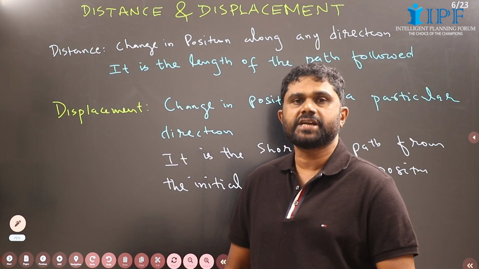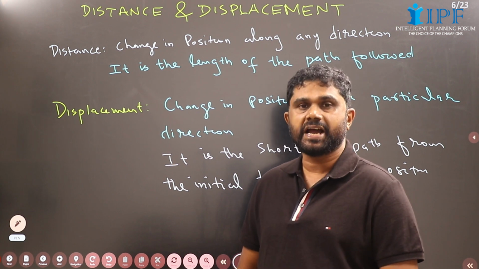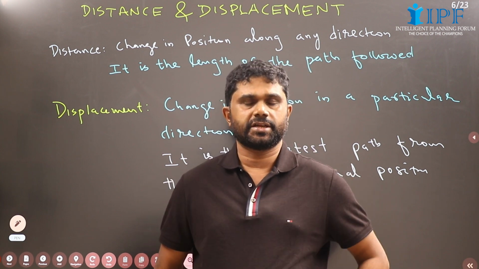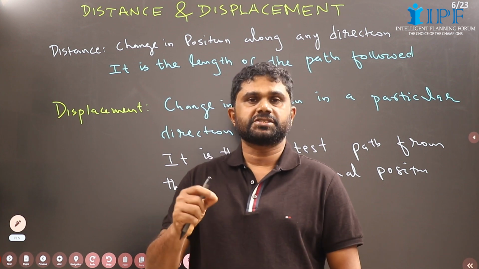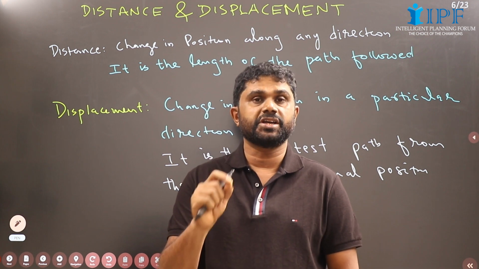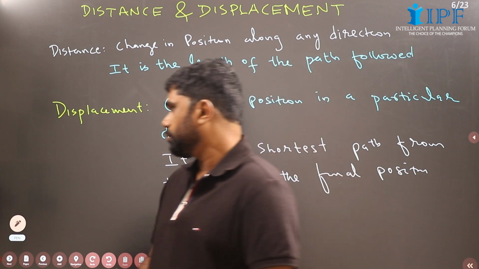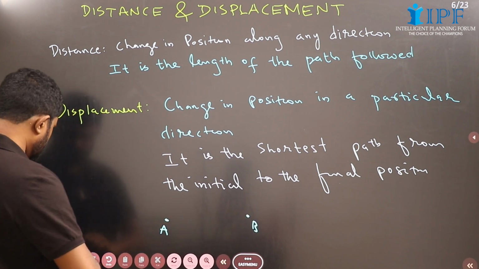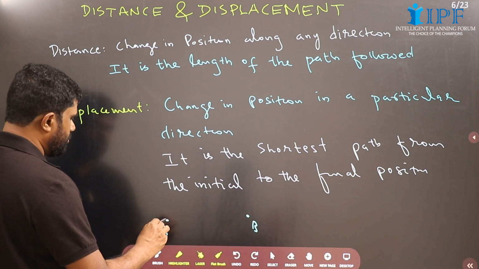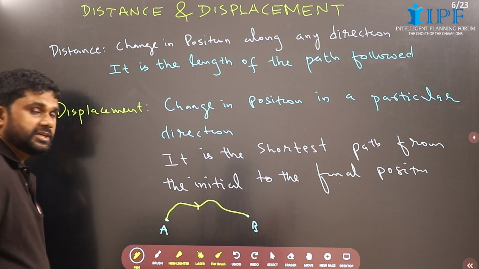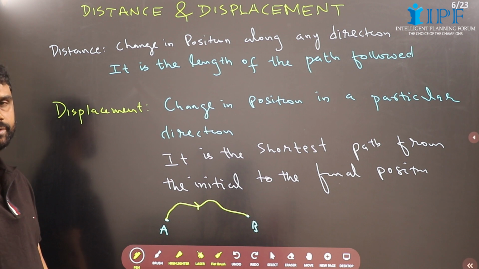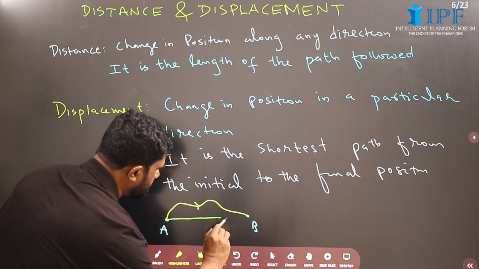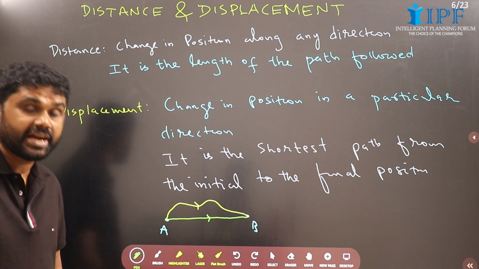Now see, distance and displacement. Distance traveled by a body is the change in position along any direction. Here we are not considering the direction, or direction of motion is not relevant. It is the length of the path followed by the body from the initial to the final position. Suppose a body starts from position A and moves to position B. If the body follows a path like this, then the distance is the length of the path followed from A to B, whereas the displacement is the shortest possible path from A to B, which means it will be a straight line drawn from A to B.